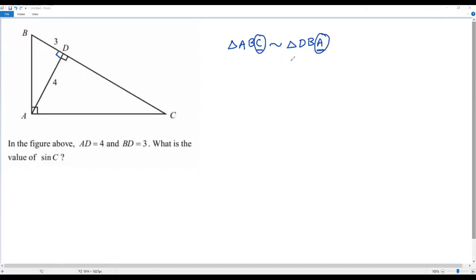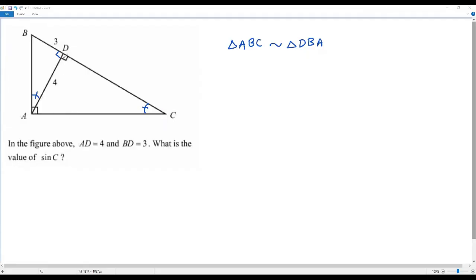Okay, if two triangles are similar, then the corresponding vertices will have equal angle measures. Now let me consider the interior angle measure of the vertex C in the bigger right triangle, and also the interior angle measure of the vertex A in the smaller right triangle DBA. It is over here. So this interior angle measure and this interior angle measure must be equal, because in these two similar right triangles, the vertex C and the vertex A are corresponding vertices.